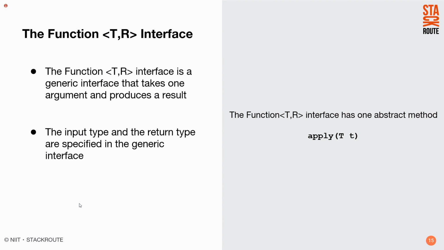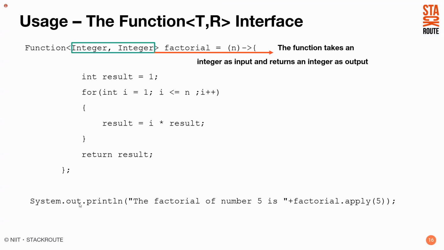Function is a generic interface that takes one argument and produces a result. Function has one abstract method, which is apply. It will take input as well as produce an output. The demo which we discussed in the beginning, factorial of the number: instead of defining a function and making a recursive function, you can do it with the functional interface Function.